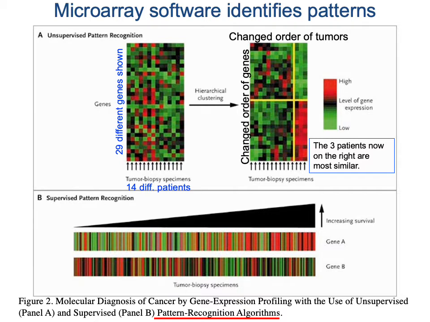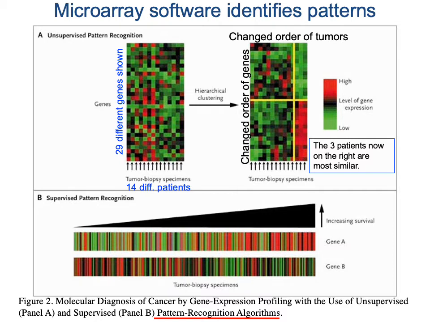Especially for the 3 patients on the far right, we can see that they are very similar to one another in terms of their gene expression. All of the genes that are now in the bottom half of the figure are expressed at high levels. We see that red quadrant. And then all of the genes in the top that are now green in those 3 patients, right?